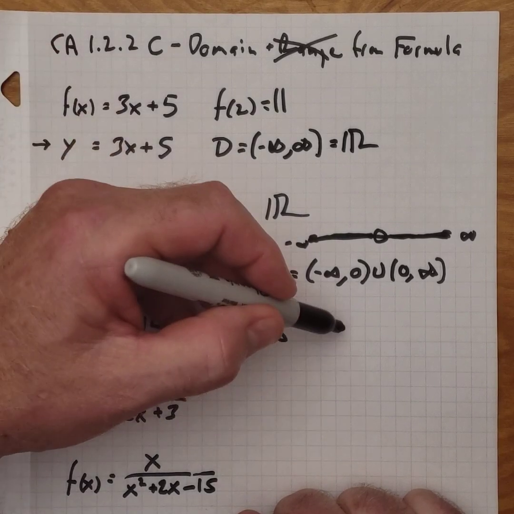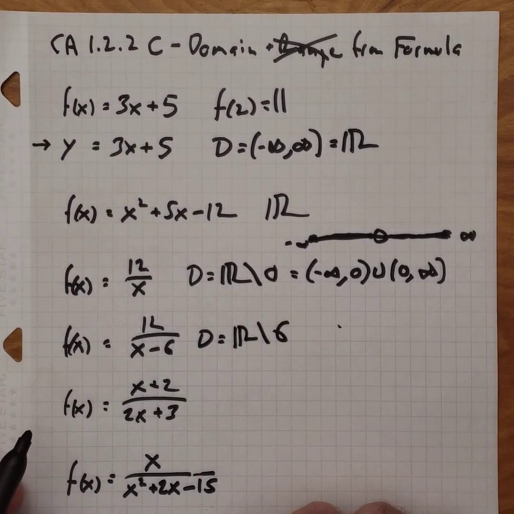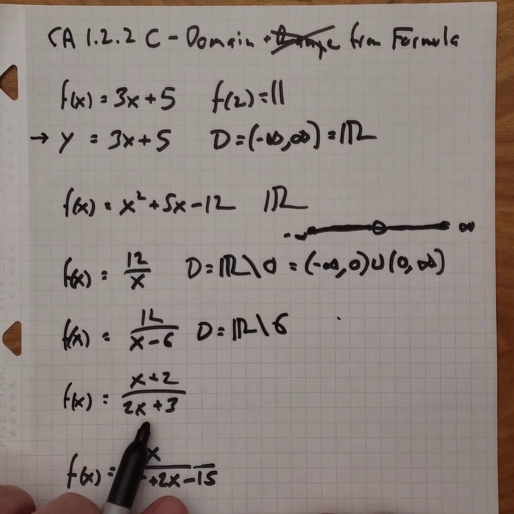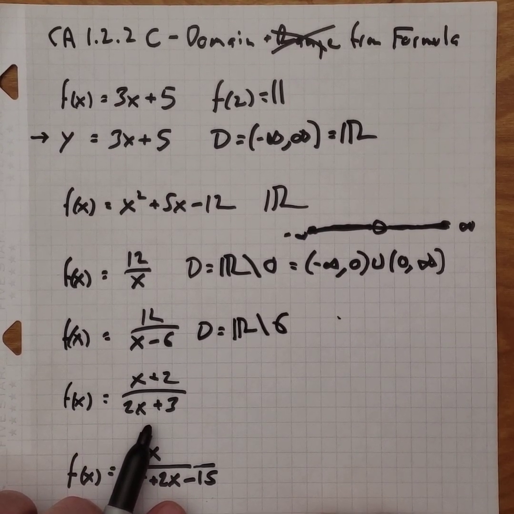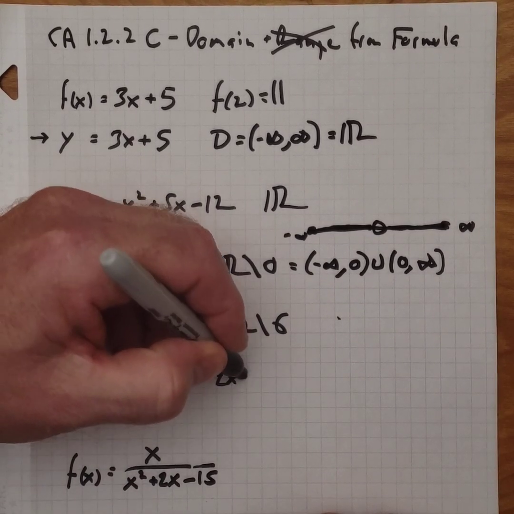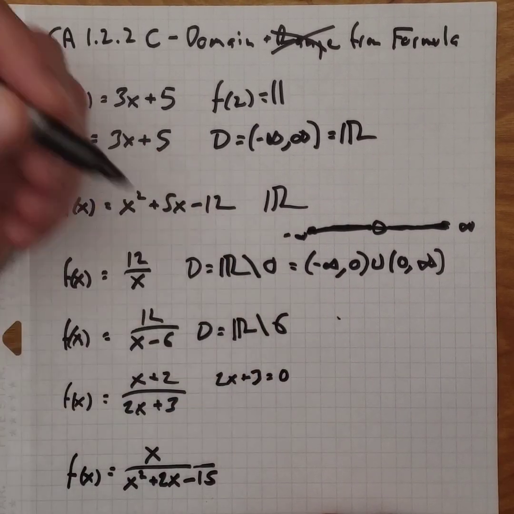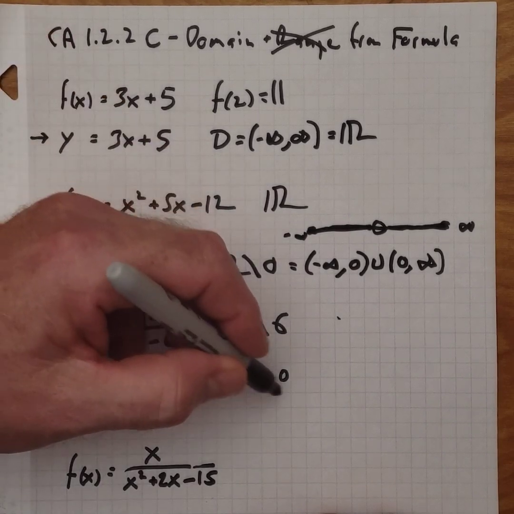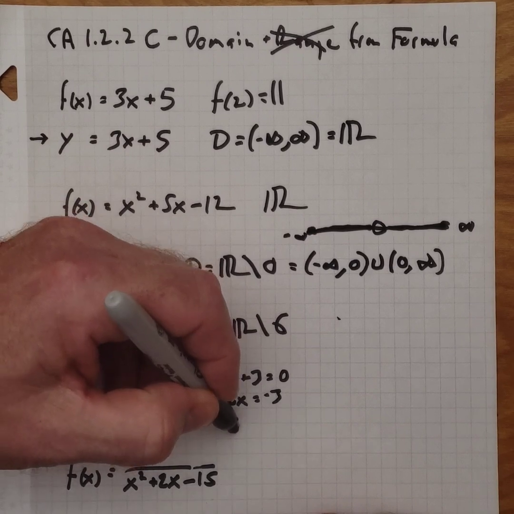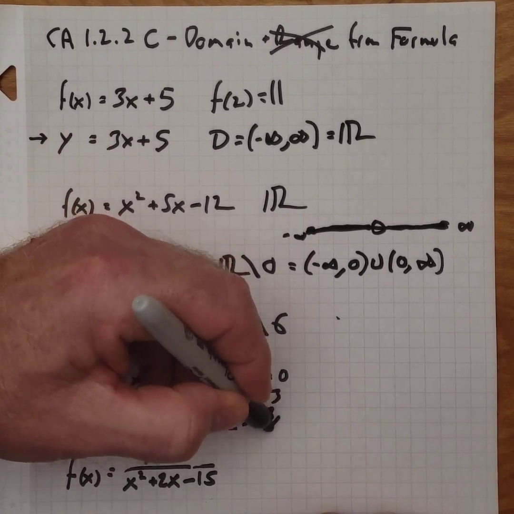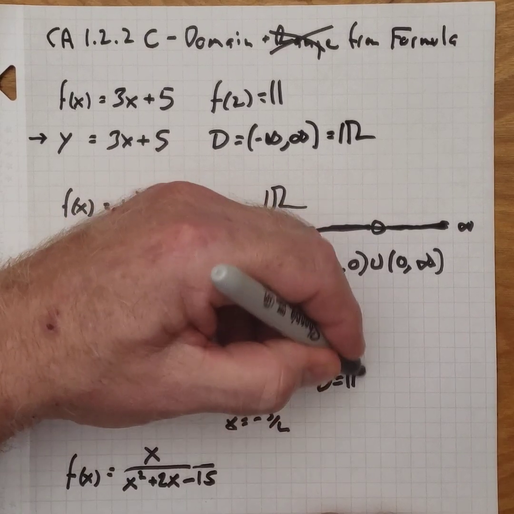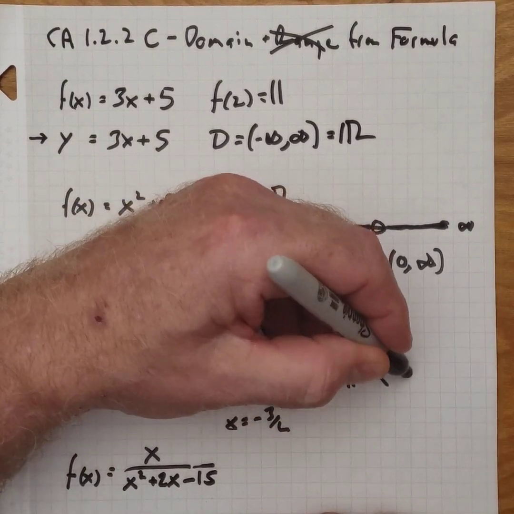And you can write it that way. I'm not going to bother anymore. What number for x would cause this denominator to be 0? Well, just set it equal to 0. 2x plus 3 equals 0. If you can't just do it in your head, subtract 3 from both sides. You get 2x is negative 3. So x is negative 3 over 2. So our domain is going to be everything except for negative 3 over 2.